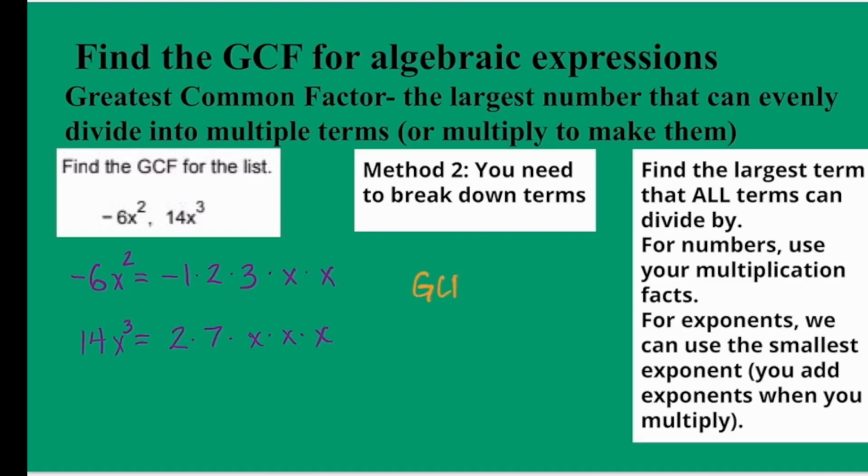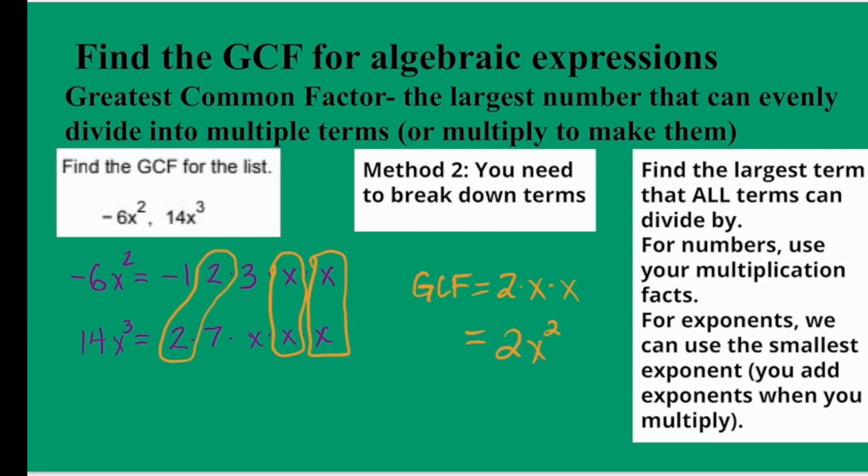So your GCF, once you break these down, is literally identifying the common factors in both. So there's a 2 here. There's also an x that's common, and there's another x. So your GCF, what's common, is 2 times x times x. We want the largest, so we're going to multiply all these things together. And that's how we get 2x squared. And that would be your GCF.